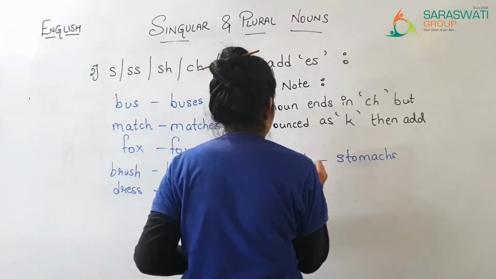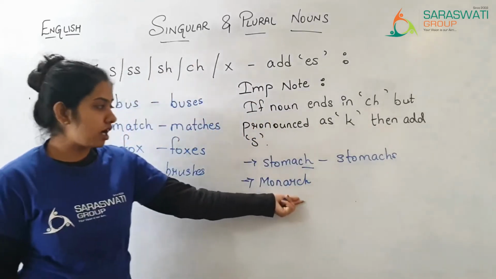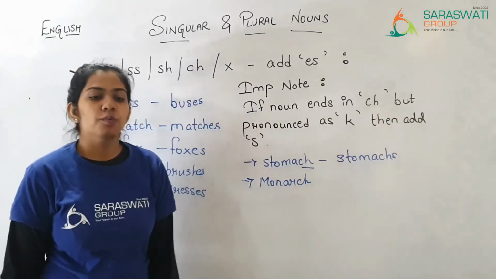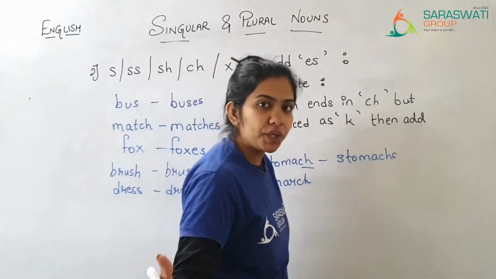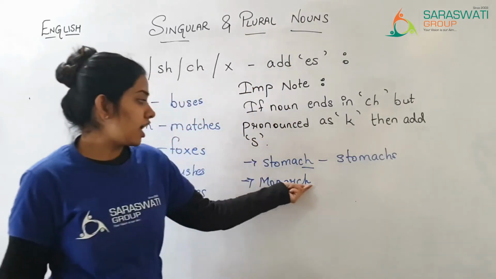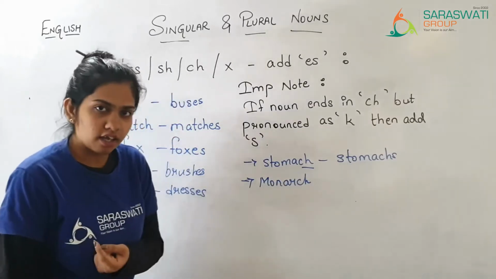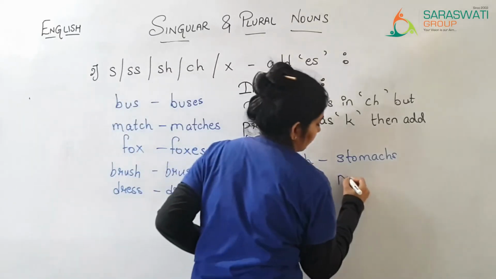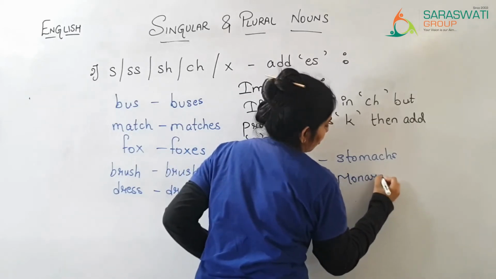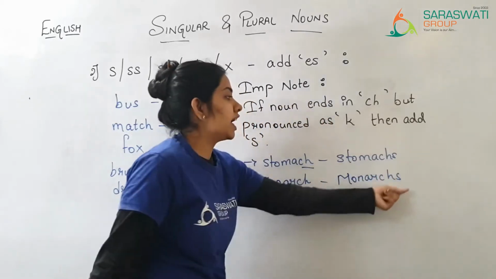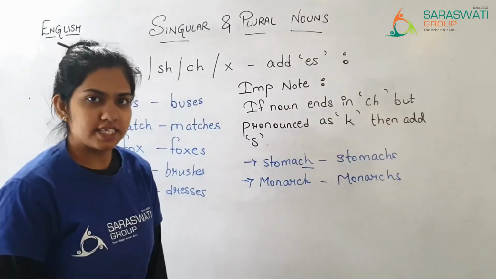Monarch. Here monarch also ends with ch, monarch यानी कि king or a queen with a leaf. Here it is ending with ch, but the pronunciation is called monarch. So इसका plural क्या हो जाएगा? Monarchs. We will add only s, not es.